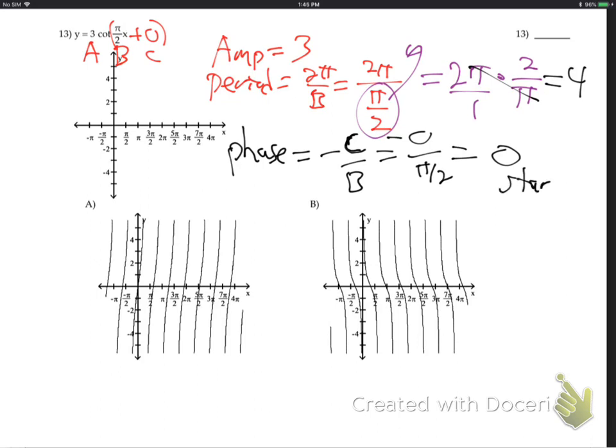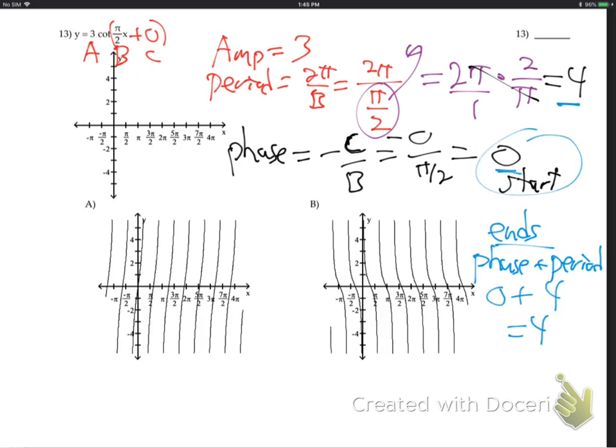The phase shift is where it starts. Where does it end? It ends at the phase shift plus the period. We've done a lot of these now. You can do these in your sleep now, right? Maybe not. Period, phase shift, so 0 plus 4, 4. Okay, starts at 0, ends at 4. We good? Right, everybody good with that? I found the phase shift is 0. And then the ending is phase shift 0 plus period 4, 4. All right, so what does that mean?